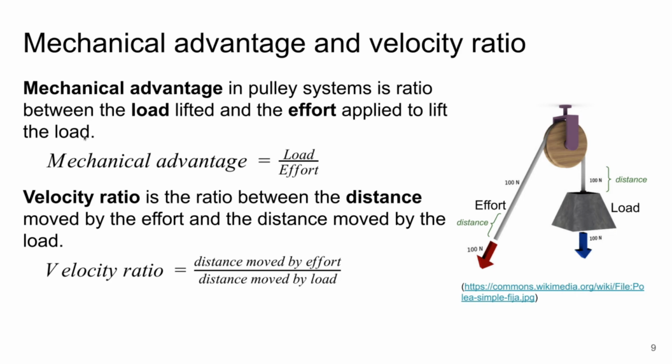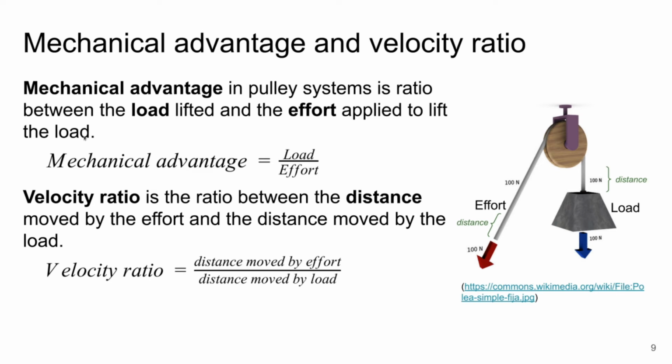In the previous module, we learned about mechanical advantage and velocity ratio with respect to pulley systems. Mechanical advantage is defined as load divided by effort, where load is the load force and effort is the force that we apply to actually lift that load. And velocity ratio is defined as the distance moved by the effort divided by the distance moved by the load.